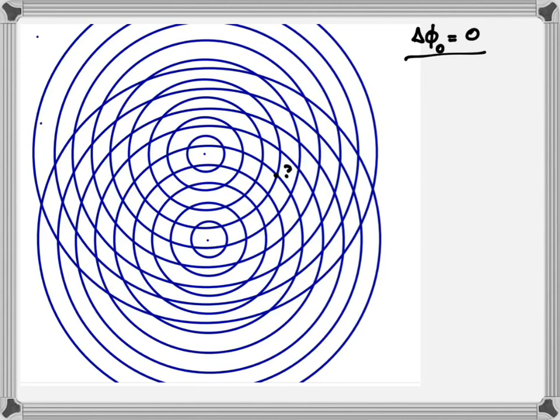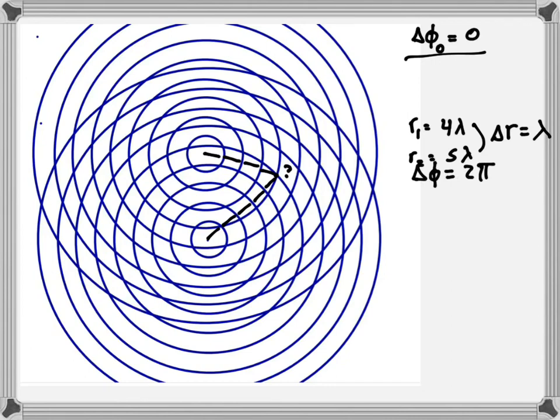Now what about this other point here? What is the difference in phase at that point? So we can do what we've done before, which is look at the distance to the center. So that's a lambda, 2 lambda, 3 lambda, 4 lambda. So that point has a distance R1 of 4 lambda. And for the second wave, we have a distance of 1, 2, 3, 4, 5 lambda. R2 is 5 lambda. Therefore, the difference delta R is 5 lambda minus 4 lambda is lambda, which tells us that at that point, we have a difference in phase of 2 pi.